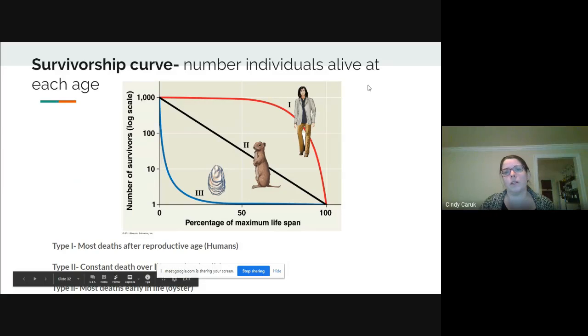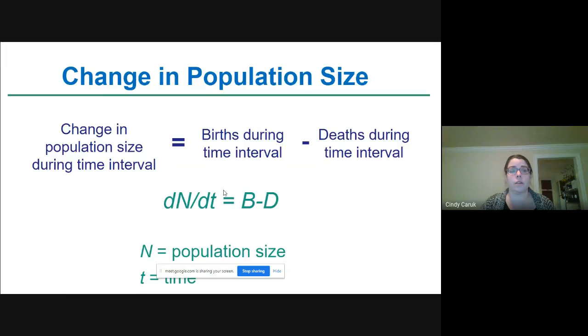Survivorship curves. These are the number of individuals alive at each age. So you have type 1. This is where most deaths are after reproductive age, and that's what we see in humans in developed countries. Type 2 is a constant death across their lifetime. That would be our squirrel. And type 3, most of the deaths are early in life. And if you remember, type 1 is also K-selected, and type 3 is also R-selected.